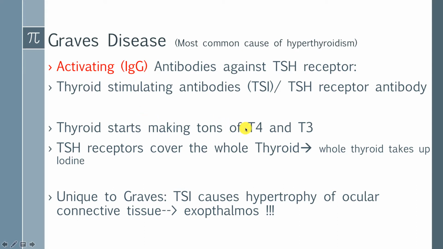What is it going to make? You're going to make tons of T4 and T3. And you have TSH receptors all over your thyroid, right? So your whole thyroid is going to take up iodine. That's why it's called diffuse radioiodine uptake.